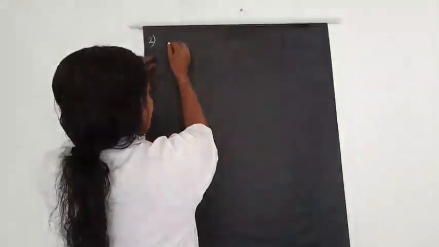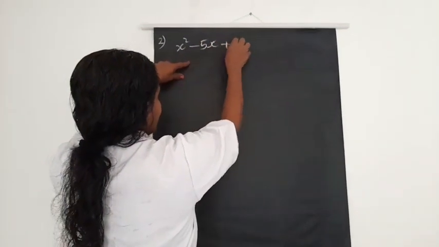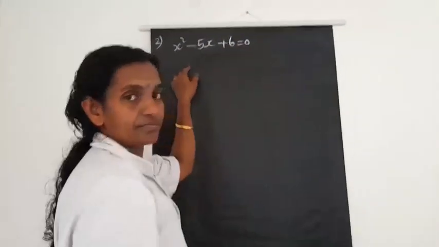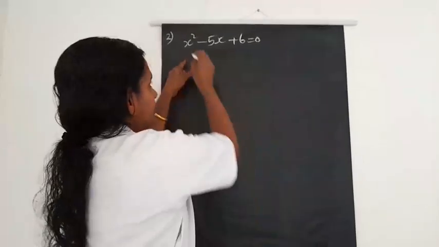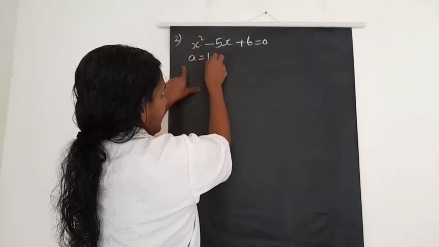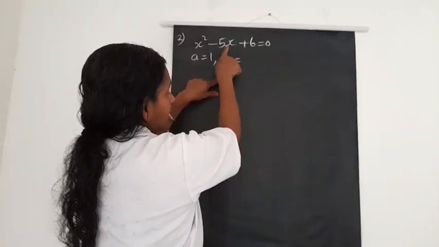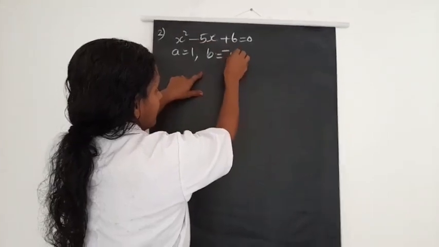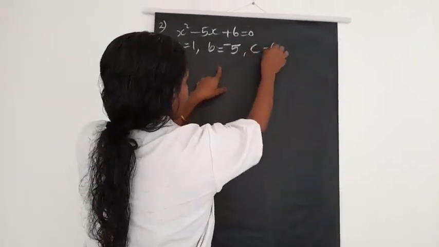Our next question, second question: x² - 5x + 6 = 0. Here also we have to write the values of a, b and c. So a = 1, b equal to, what's the value of b? The coefficient of x, that is negative 5. Negative 5. Then c = 6.